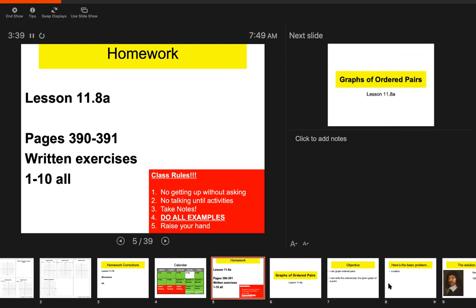The question will come up, do I need graph paper? For those of you that are neat, no, you don't need graph paper. In fact, most high school students do this without graph paper. Some students, myself included, are very sloppy. I can't even draw straight lines if I tried. I would need a ruler to draw a straight line.